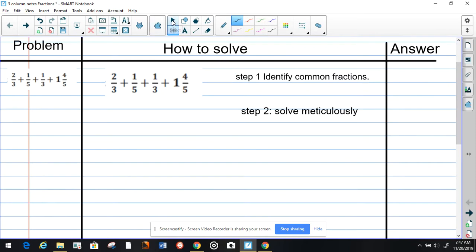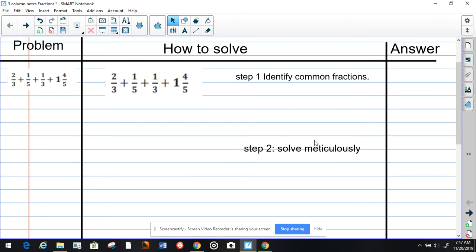Now, this new chapter, please be careful and don't take it lightly. There are some things that you really need to be aware of. Addition is easy, but let's look at how this is solved. The first thing you do when you have these multi-term problems is identify common fractions.